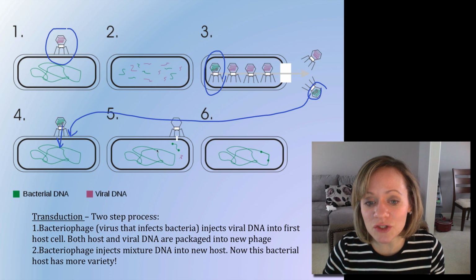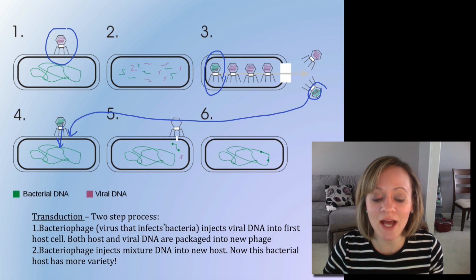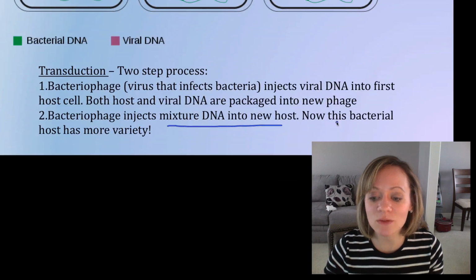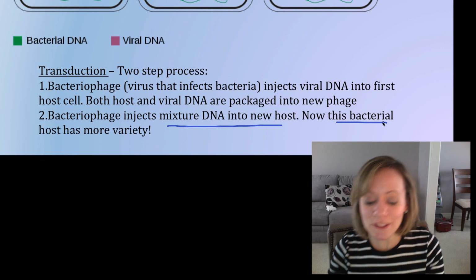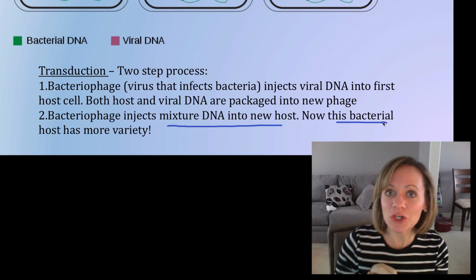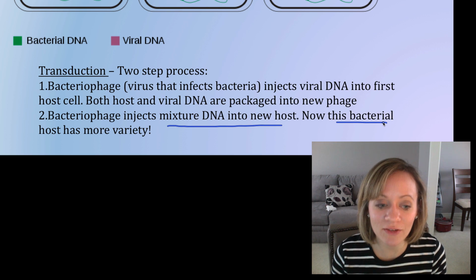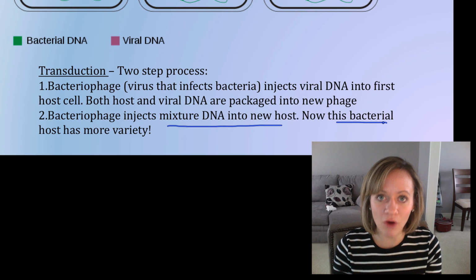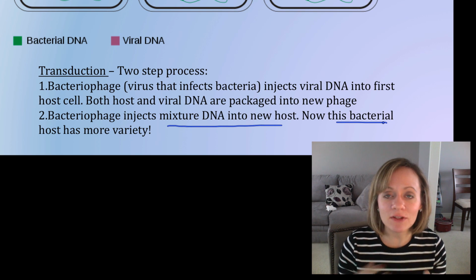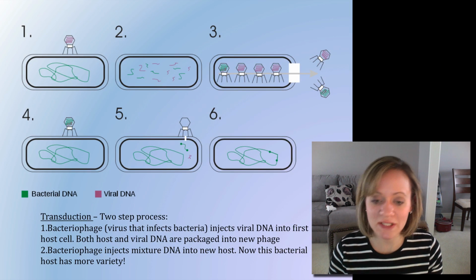And so now this new host cell actually has a combination. It has a mixture of DNA. And so now this bacterial host has more variety because it got some new DNA from that virus. So this is transduction, and it involves a bacteriophage giving some new information to a new host cell.